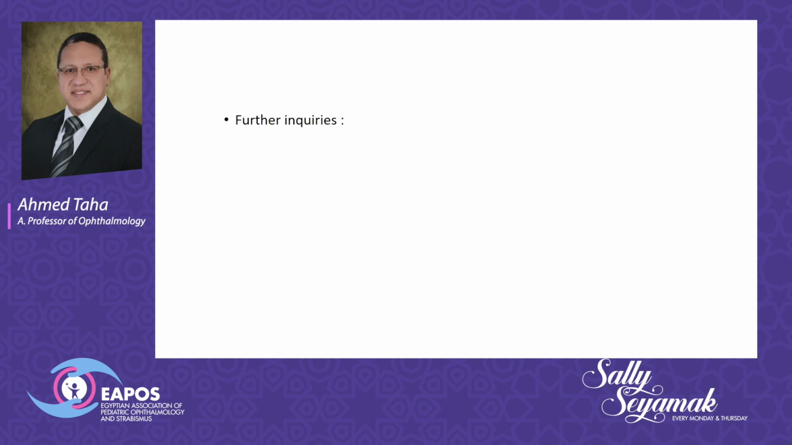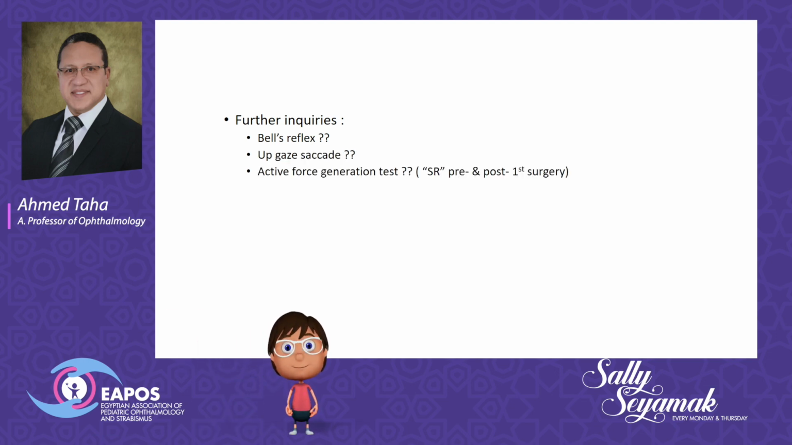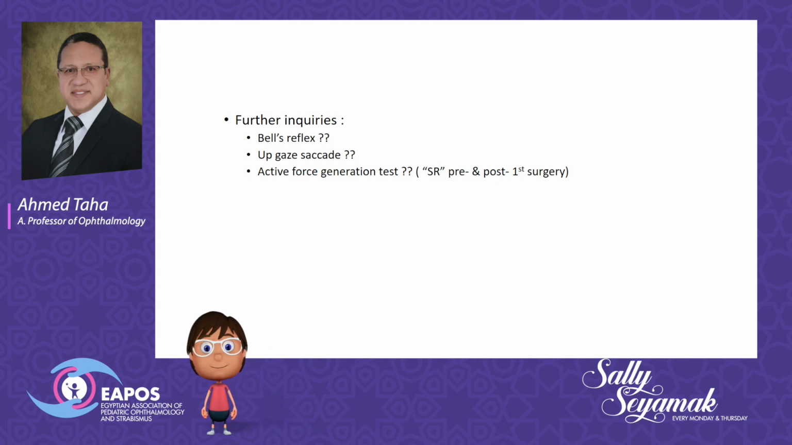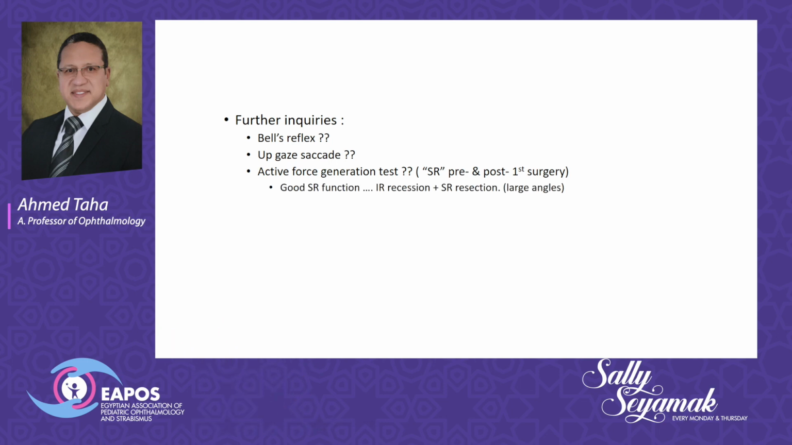Regarding this case, I have further inquiries if you would allow me. What about Bell's reflex? What about up-gaze saccade? What about active force generation test for the superior rectus? Because with good superior rectus function, I would go for inferior rectus recession with superior rectus resection in such large angles, while with poor superior rectus function, I would go for inferior rectus recession with transposition.